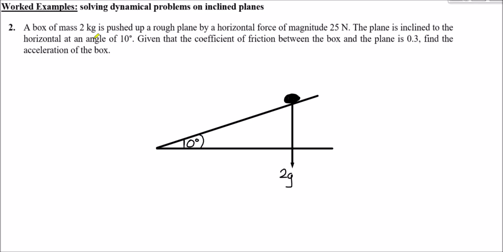And I'm also going to sketch in where I'm getting this information from. So if you're watching this back or I'm talking too fast, hopefully the colour coding will help you make more sense of where this information is coming from. 2 kilogram mass, hence 2g. And it's being pushed by a horizontal force of magnitude 25 newtons.